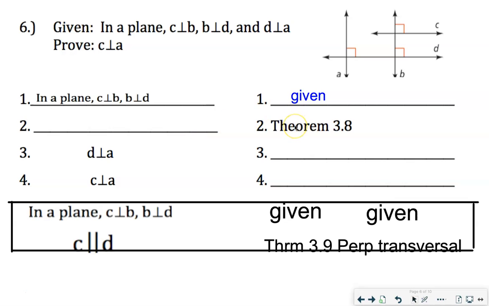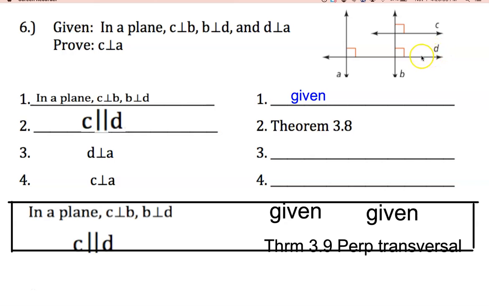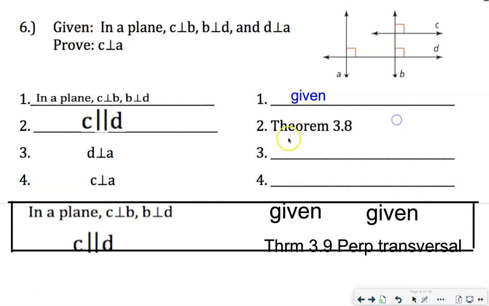Okay, so theorem 3.8 is something from the 3.4 notes. What we would be able to do is say since C and D are both perpendicular to the same thing, then they have to be parallel to each other. So if one transversal is perpendicular to two lines, then the lines themselves have to be parallel. So what's happening is C and D have to be parallel. It was also called the Two Perpendiculars Theorem.